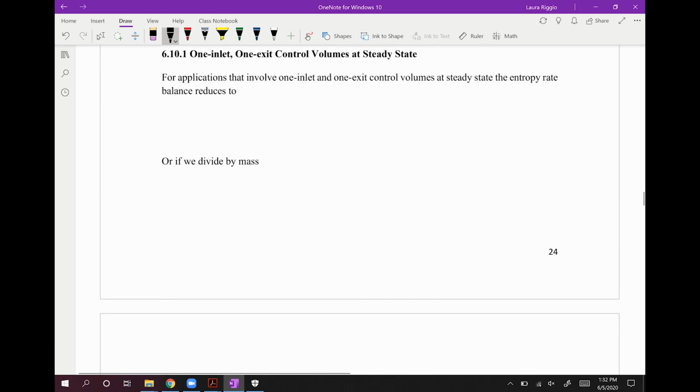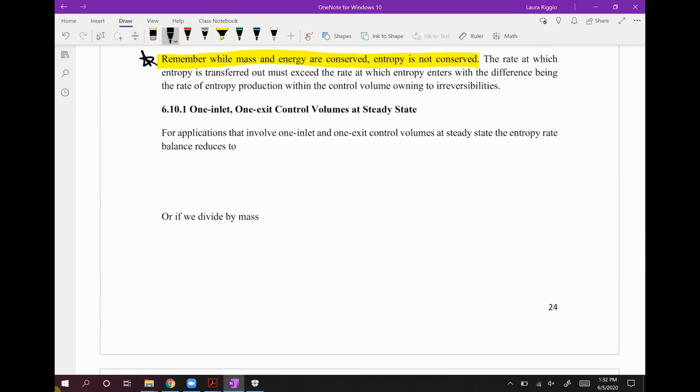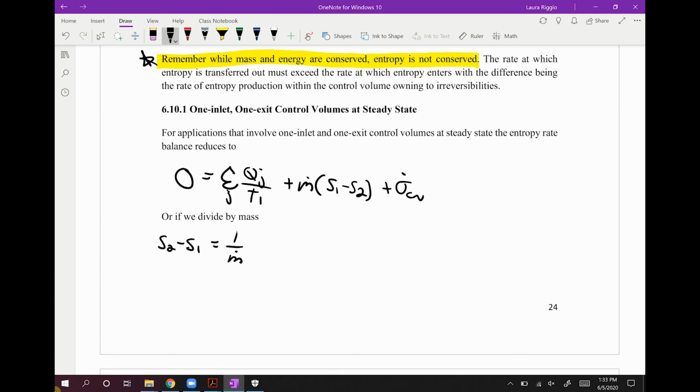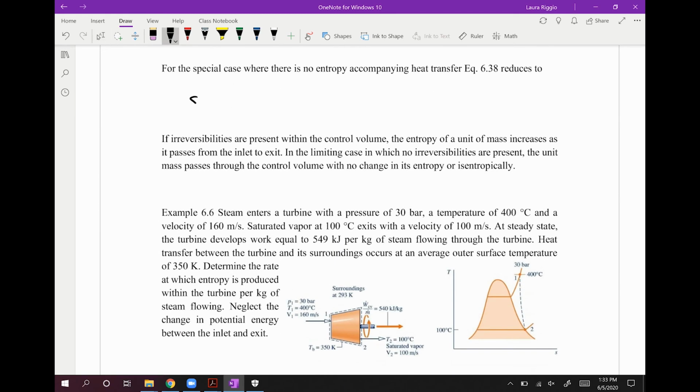What happens if we have a one inlet, one outlet control volume? Then we have the sum of our heat transfer at our boundaries plus our change in entropy from our inlet to outlet plus our rate of entropy production. Or if we divide by mass, we have our specific entropy. For the special case when there is no entropy accompanying heat transfer, our change in entropy is equal to the entropy produced within the system.